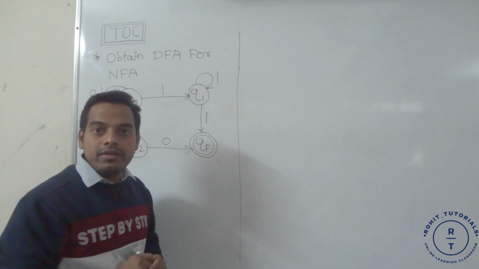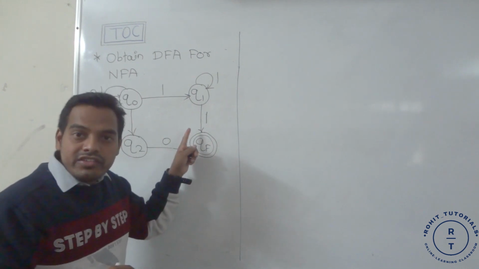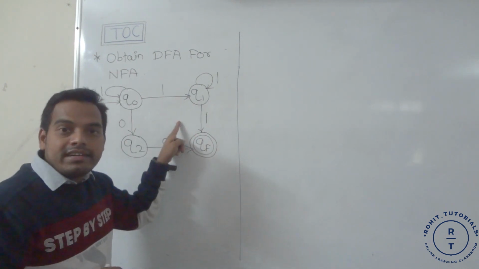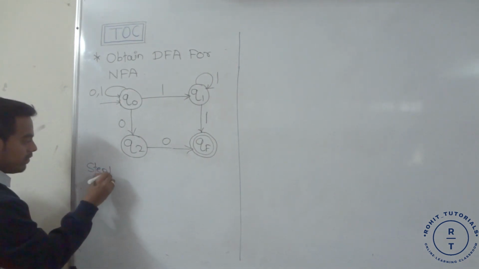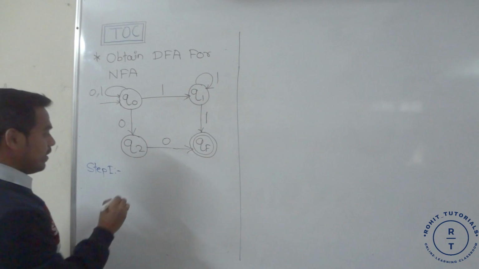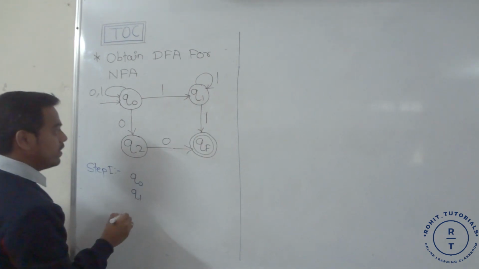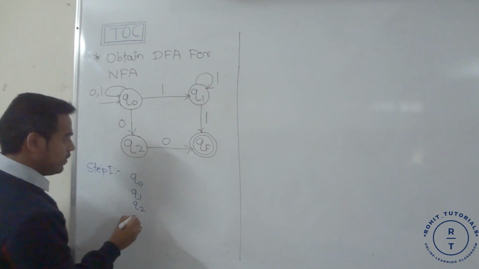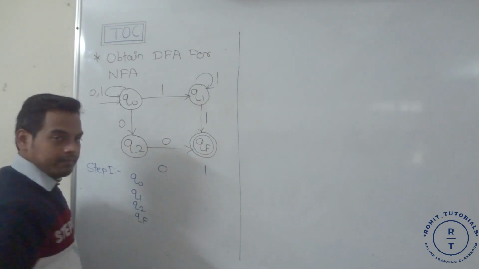So first step, while converting NFA to DFA, write down the state transition table based on the state transition diagram. Here Q0, Q1 as a state, Q2 as a state, and last is Qf as a state. Inputs are 0 and 1.